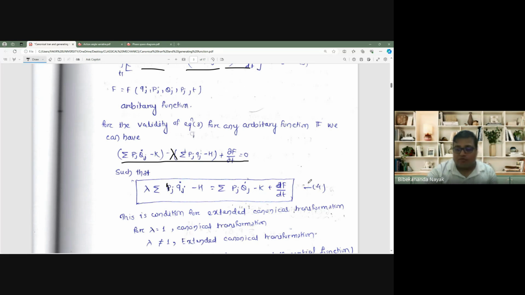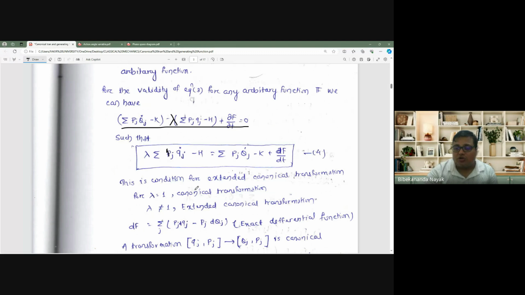Actually, if lambda is equal to 1, we call it a canonical transformation. If lambda is not 1, we call it an extended canonical transformation. So for canonical transformation, this lambda is equal to 1. What we discuss is what is given in our course. For the extended one, lambda is not equal to 1. So what is your df?